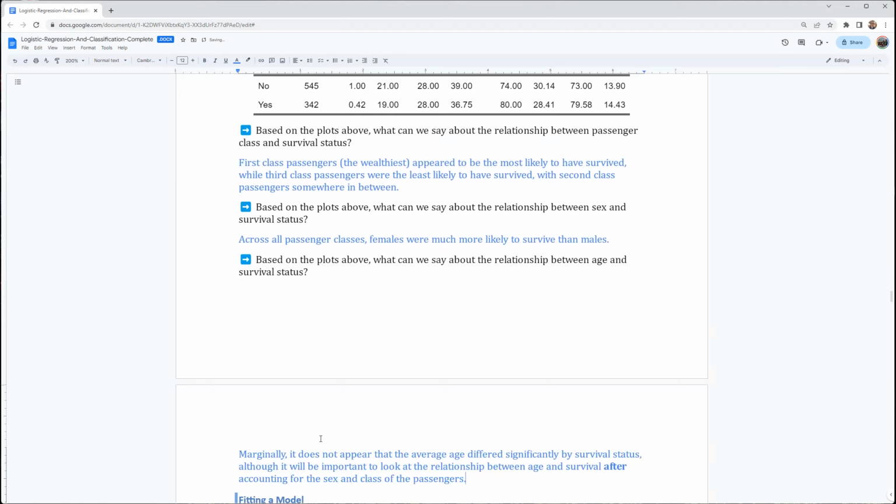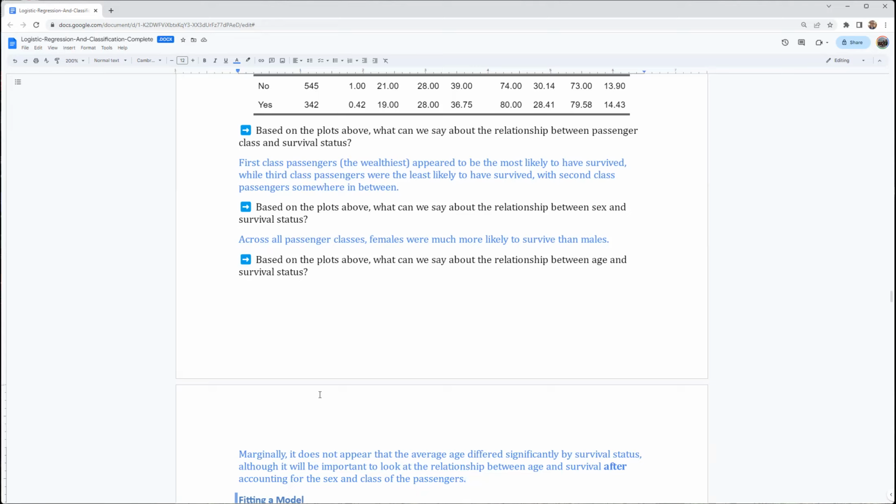So maybe it's important to condition on the type of passenger we're looking at. Maybe when we look at all male first class passengers, once we get within that group, age might be an important predictor. Maybe the younger male first class passengers were more likely to stay behind than the older males, or vice versa. You know, we don't know.